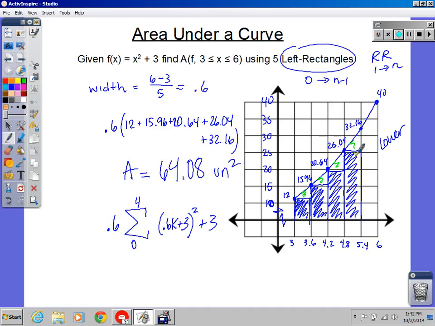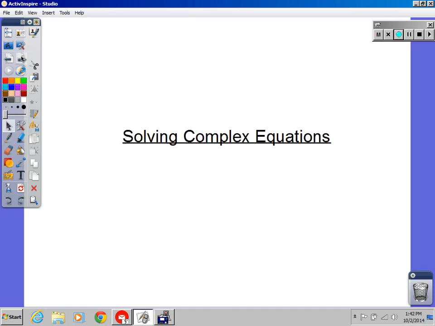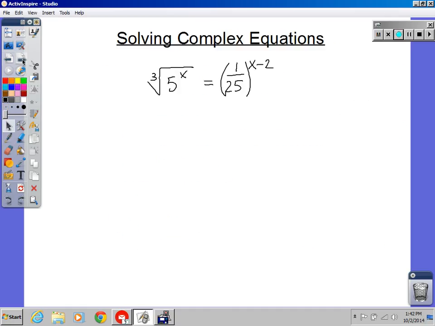Next, it looks like we're going to talk about solving complex equations, ones that we have been struggling with a little bit, where x is the exponent. This is an Algebra 2 review topic. We've got to get better at it.